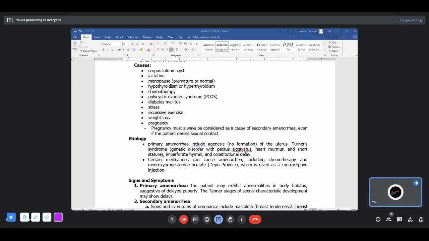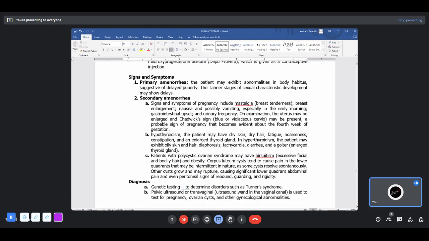And constitutional delay. For the certain medications naman that can cause amenorrhea, including chemotherapy and medroxyprogesterone acetate, which is the Depo-Provera, which is given as a contraceptive injection. Okay, isang medication for contraception para hindi ka mabuntis, yung Depo. So, yan yung mga etiology bakit nagkakaroon ng amenorrhea.